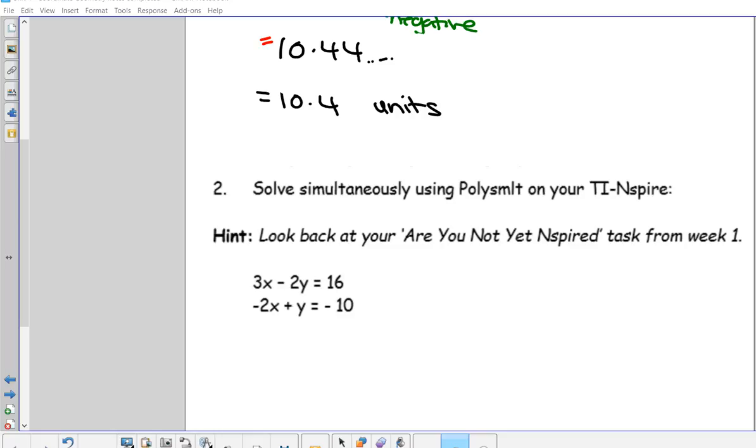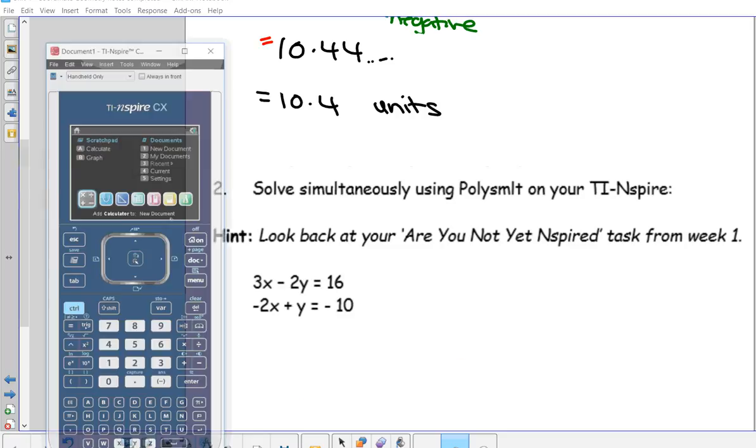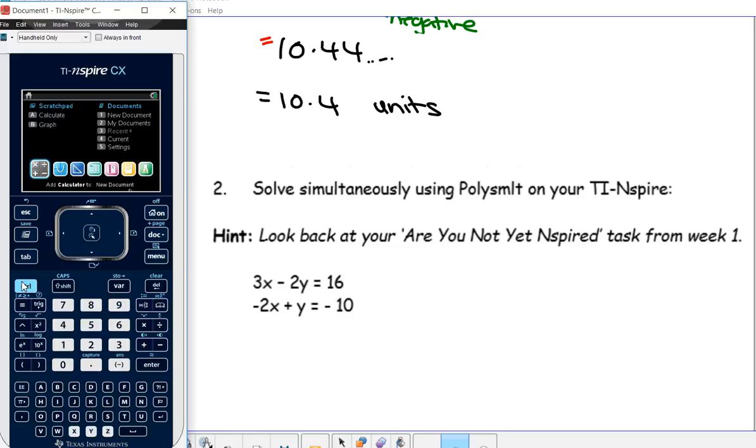Okay, so I'm going to show you a way. It's actually not using polysmalt, but it's something else. So what we're going to do is go to the calculator out, of course. Go to your home screen if you're not already there. And then it's a calculation. So we're going to go to calculate, for example.